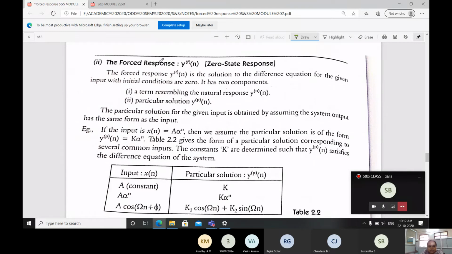Next, the forced response, y_f of n, the zero state response. The forced response y_f of n is the solution of the difference equation for the given input with initial conditions equal to 0. For that reason, it's a zero state response. It also has two components. The first is the natural response y_n of n and the particular solution, same as what we did in continuous time. Then the particular solution for a given input is obtained by assuming the system output has the same form as that of the input.